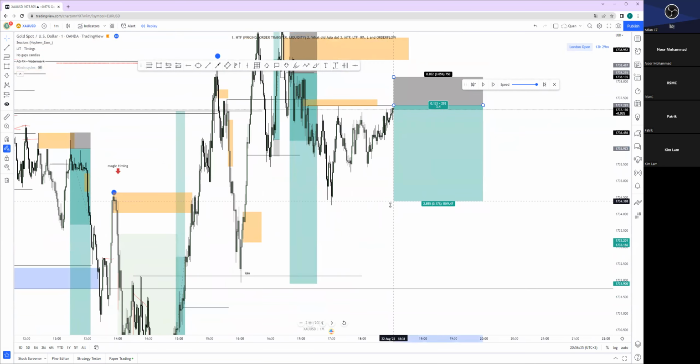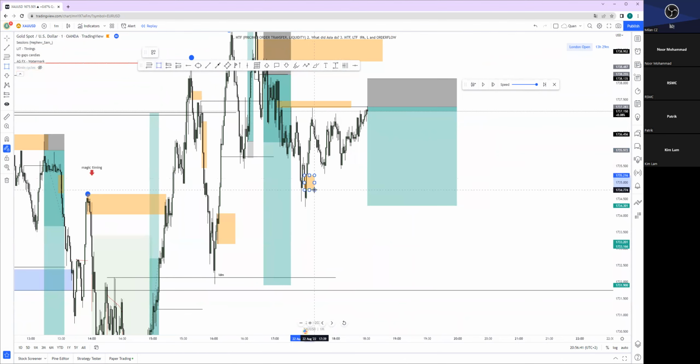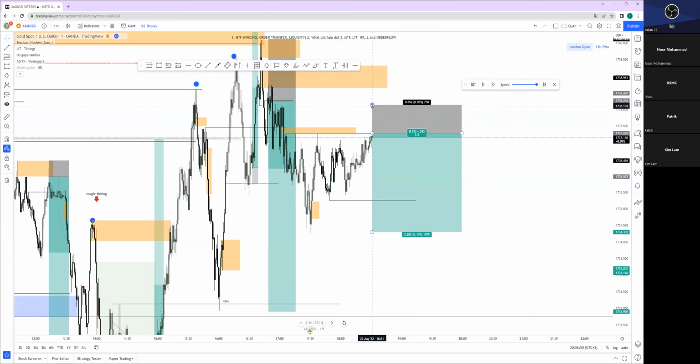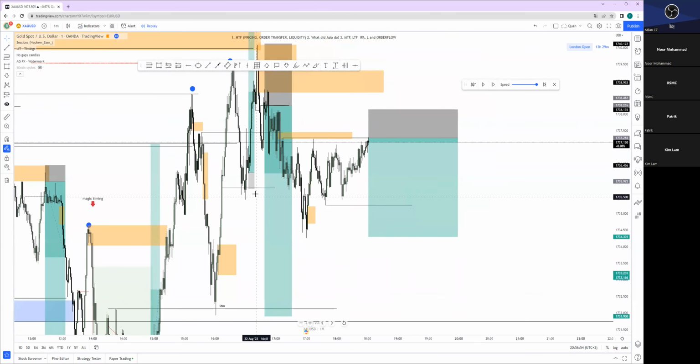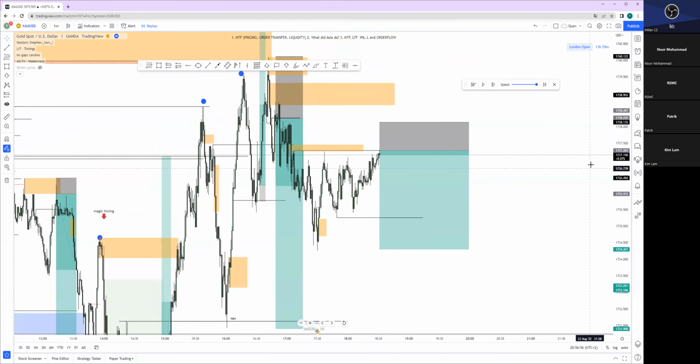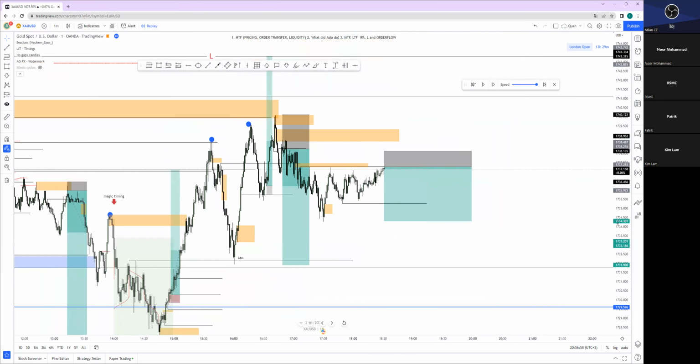You can target the lows, or even this could be inefficient price action, this and some parts of this candle. So you can target the liquidity, which would be the nearest target possible. And the partials of this would be this as well.